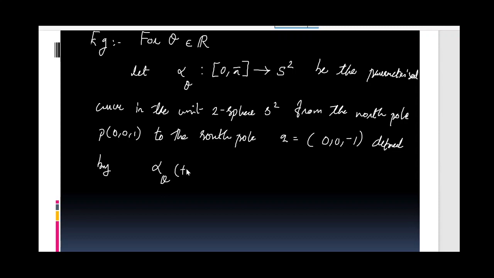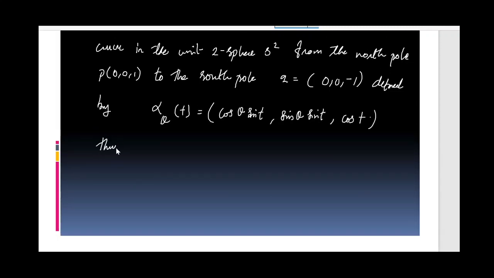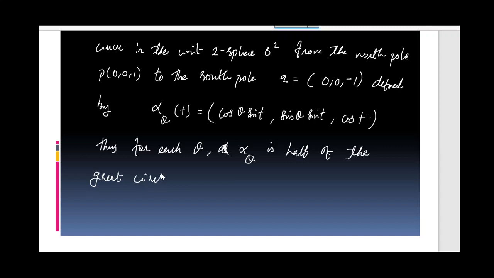alpha theta of t equal to (cos theta sin t, sin theta sin t, cos t). So this is the condition: cos theta sin t, sin theta sin t, and cos t. Thus for each theta value, alpha theta is half of a great circle.